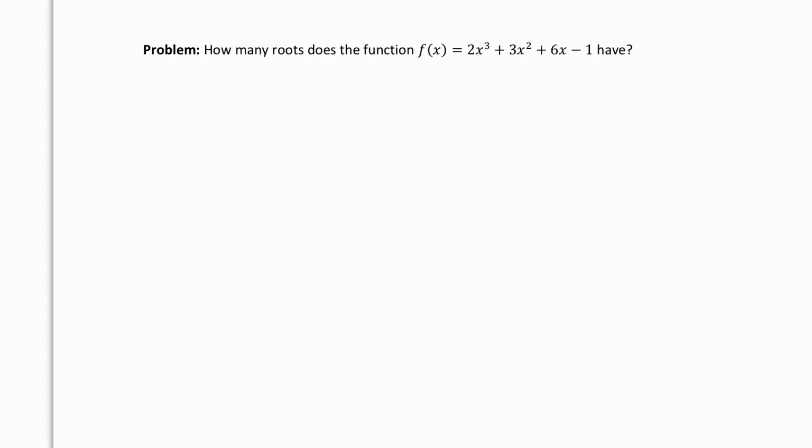So I'm assuming you gave it a try. Let's see how we can do this one. How many roots does the function have? Well, it's a degree 3, so we know at most it has 3 roots. Let's see if we can find one root.